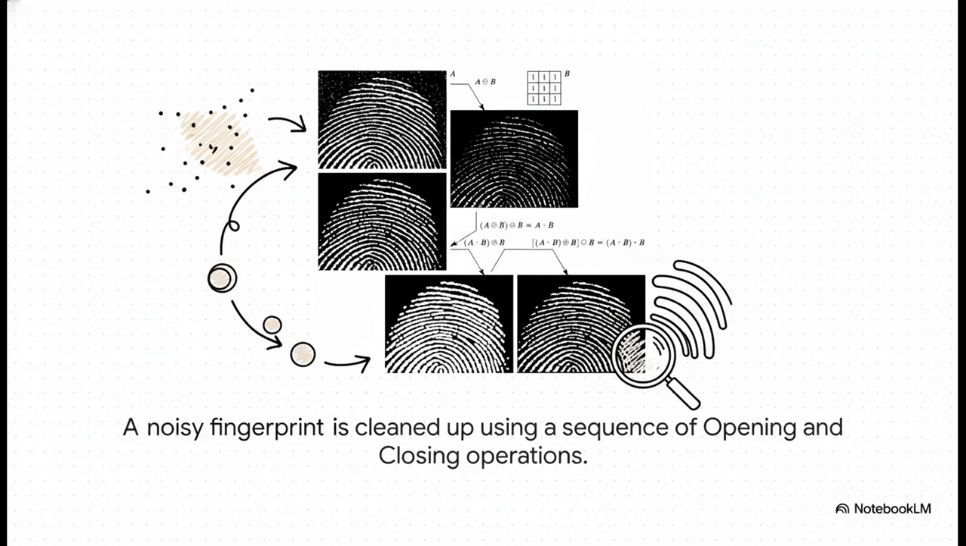So why does any of this matter in the real world? Well, this noisy fingerprint is a perfect example. It's covered in little speckles and the ridges are all broken up. But by applying a smart sequence of openings and closings, we can get rid of the noise and reconnect those broken ridges. And this isn't just for fingerprints. This is a basic step for any AI that needs to see clearly, from recognizing a face to helping a self-driving car see lane markings on a faded road.